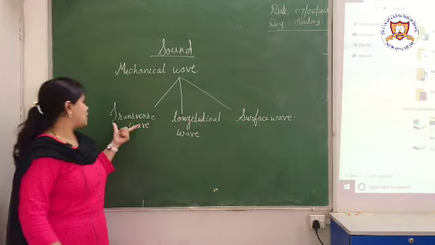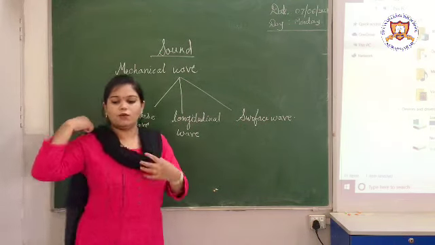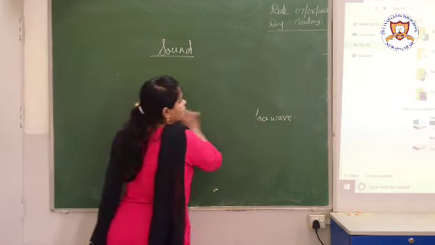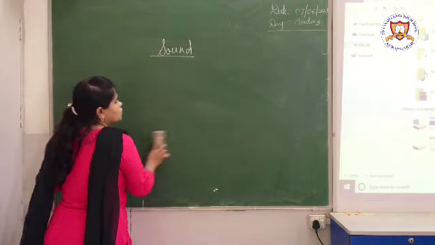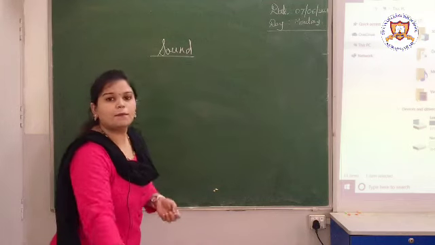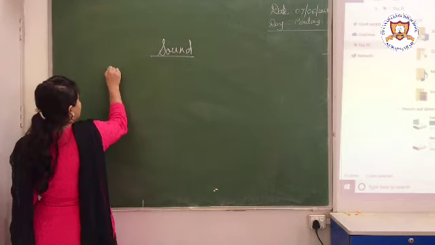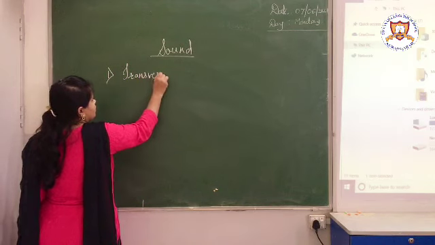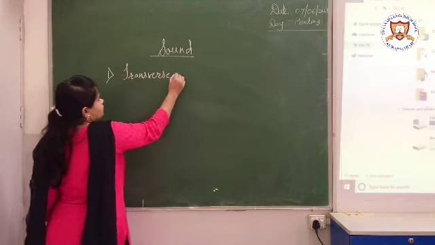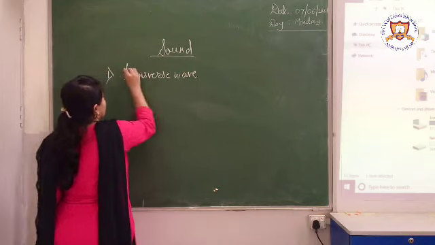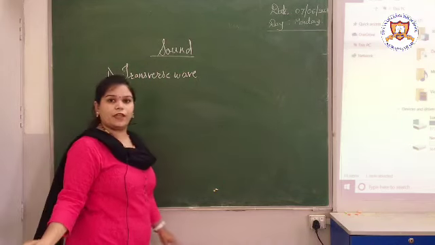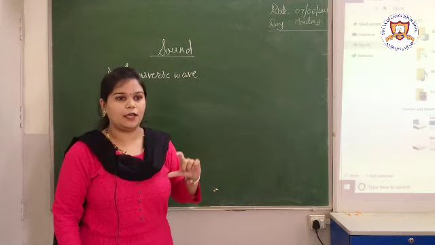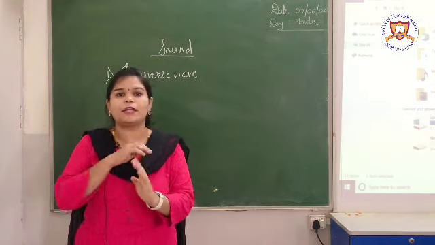So firstly we will see the transverse wave. What exactly does transverse wave mean? In a transverse wave, the particles vibrate perpendicular to the direction of the medium. So the first type we are going to see is the transverse wave. In that, the particle vibrating in the medium moves perpendicular to that medium.